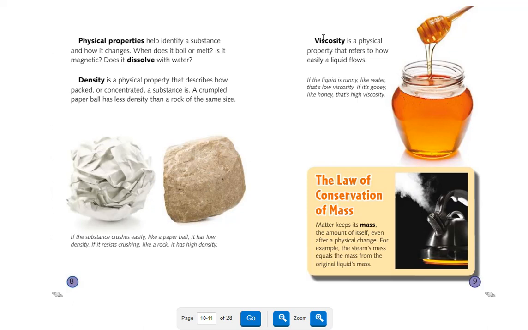Another physical property, viscosity, refers to how easily a liquid flows. So if a liquid is runny, like water or juice or milk, then it has very low viscosity. It flows very easily. But if it's gooey, like honey, then it has a high viscosity. Honey being kind of thick and sticky and doesn't run very easily would have a high viscosity. Some other things that might have it, I think of tar or ketchup or mustard. Very high viscosity liquids, those would be.